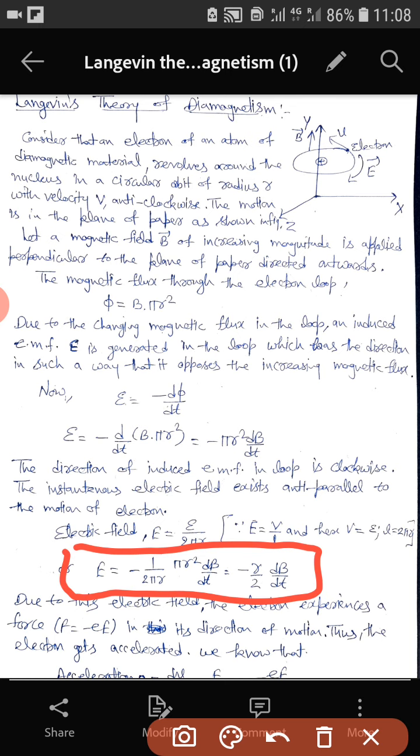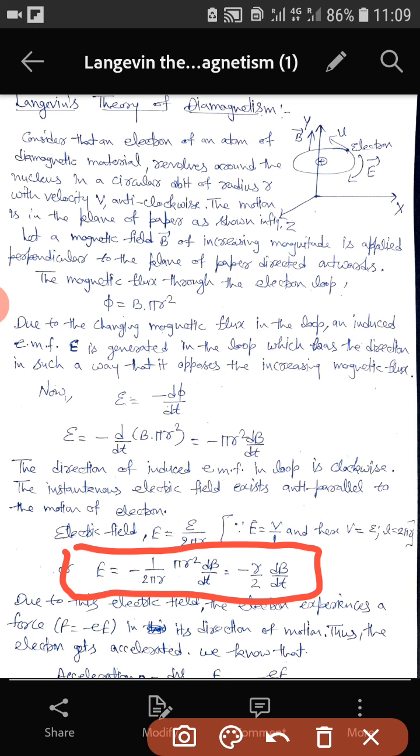This electric field has come due to the changing magnetic field as per Faraday's law. What Faraday's law says is that a changing magnetic field will produce an electric field and vice versa. If a changing electric field is there, then there will be a magnetic field as well.